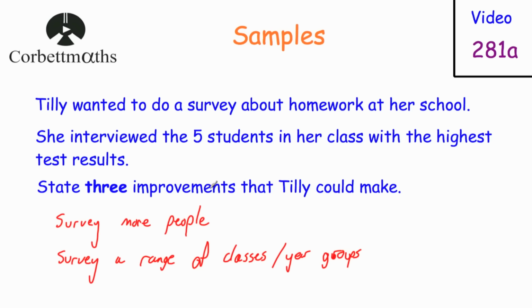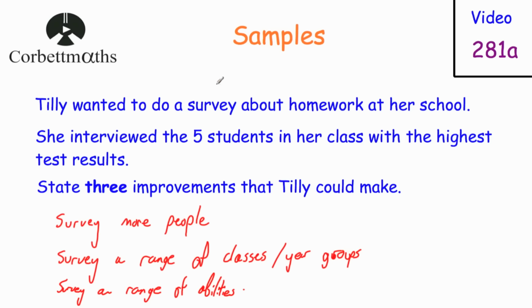Okay, it says 3 improvements. Another one would be, it says she surveyed 5 students with the highest test results. I think she should survey a range of abilities, rather than just picking the students with the highest test results, because it's a survey about homework, they might have a certain opinion on homework that other students might not have.